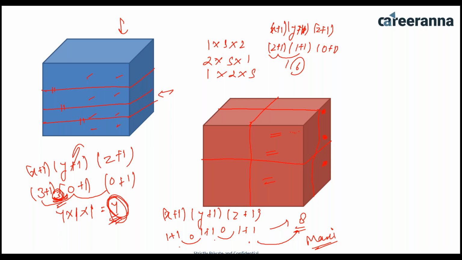In this case, the difference is 1 and 1. So this is not the maximum nor the minimum. So the number of pieces is in between the minimum and the maximum. I think it is clear to everyone. Any doubt?